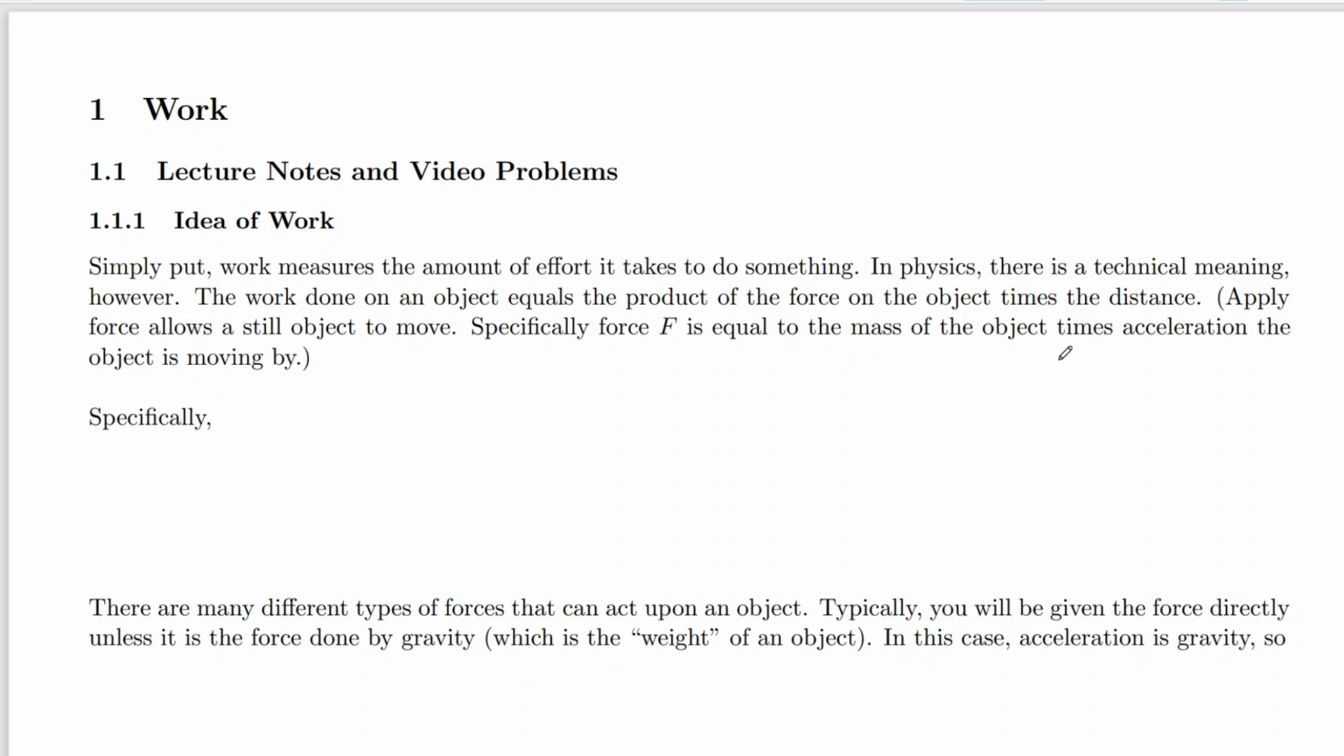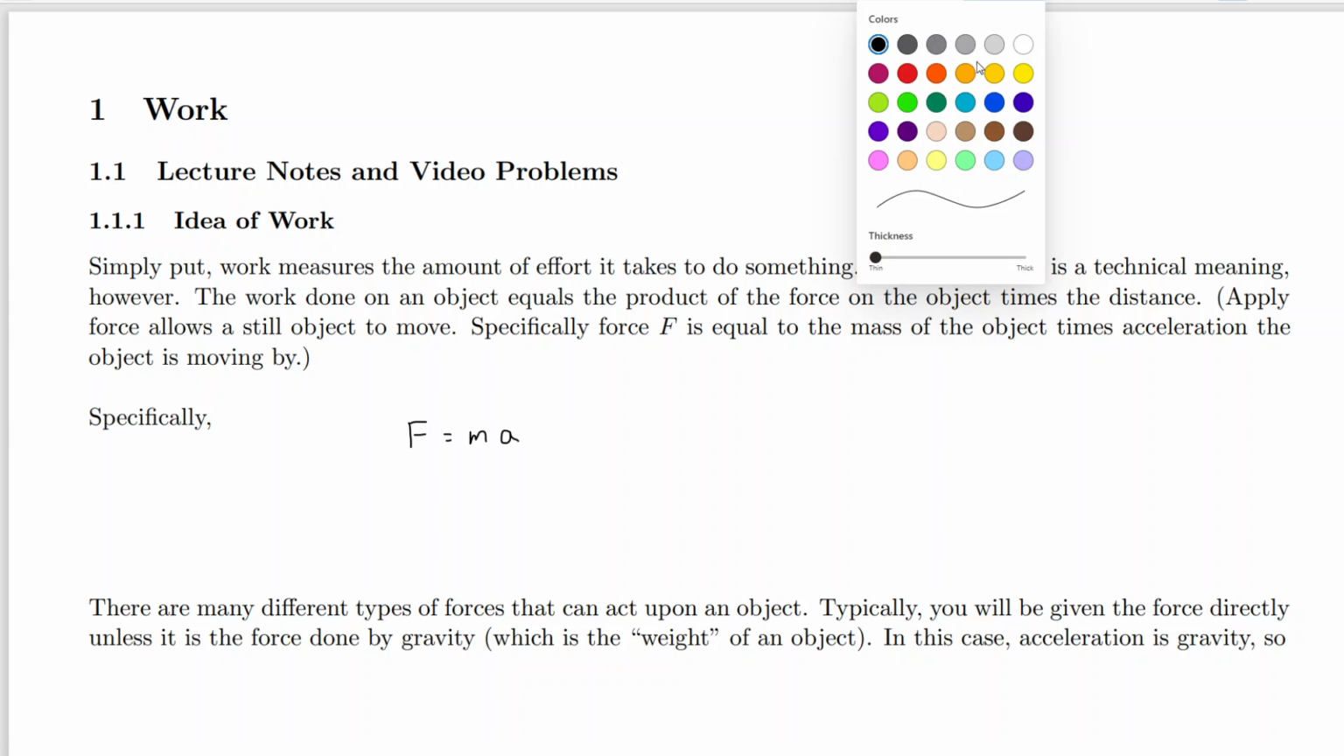So basically what a force does is it allows an object to change its speed. So if you have an object that's not moving, what makes it eventually move? It's force. And there's a lot of other ways you can say force is the reason moving objects can stop, and a lot of other things. But specifically, the force F equals the mass of the object times the acceleration the object is moving by.